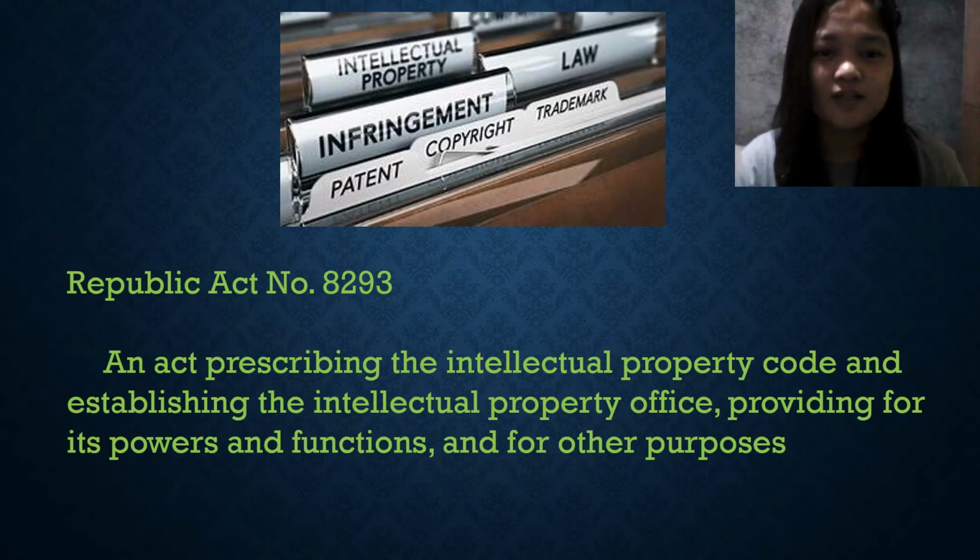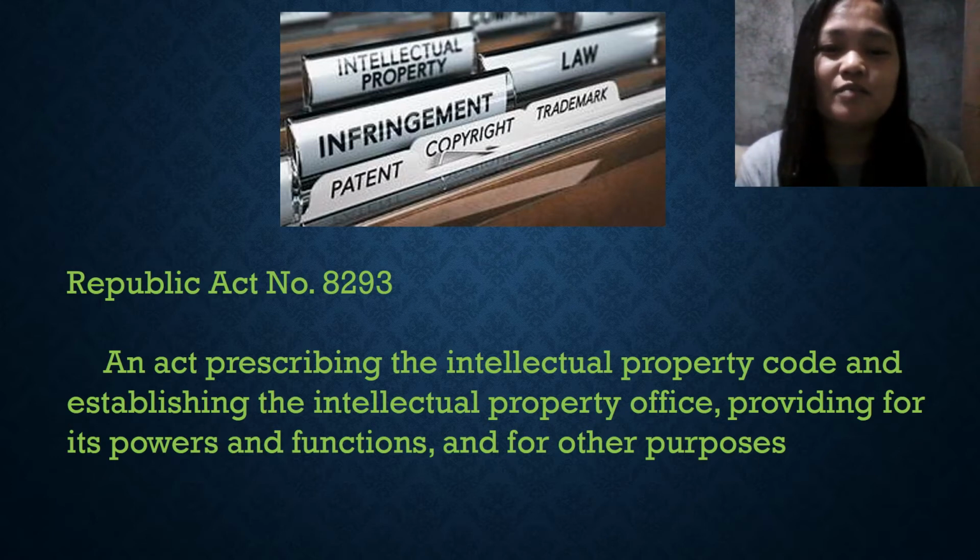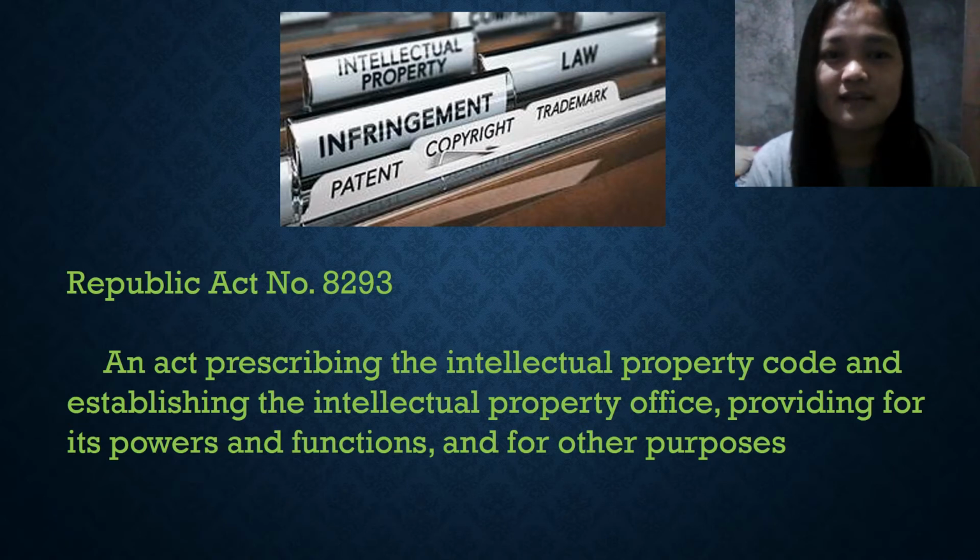Republic Act number 8293 is an act prescribing the Intellectual Property Code and establishing the Intellectual Property Office, providing for its powers and functions and for other purposes. Republic Act number 8293 shall protect and secure the exclusive rights of scientists, inventors, artists, and other gifted citizens to their intellectual property and creations, particularly when beneficial to the people, for such period as provided in this Act.